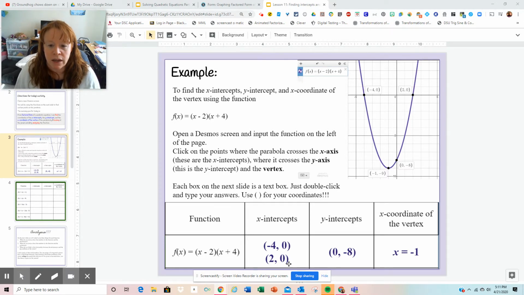So you'll notice that here are my x-intercepts. You can see those here and here. My x-intercepts are (-4, 0) and (2, 0). Please make sure that the y is 0. That's how you know it's an x-intercept, because you're on the x-axis when y is 0.